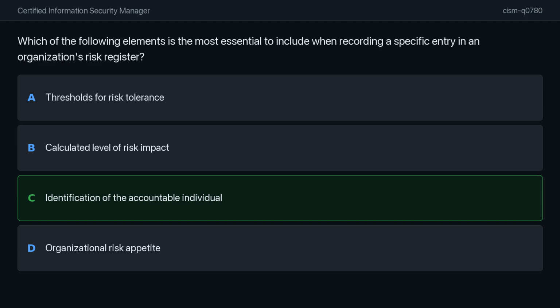For your exam, always remember that accountability is the primary driver of effective risk management. When you see questions regarding the most vital element of a registry or plan, focus on who is responsible for the follow-through. Assigning ownership is the only way to ensure that risks are actively managed rather than just listed.